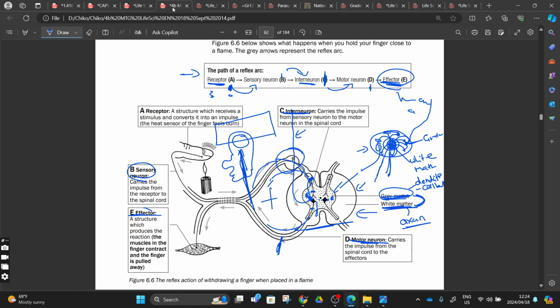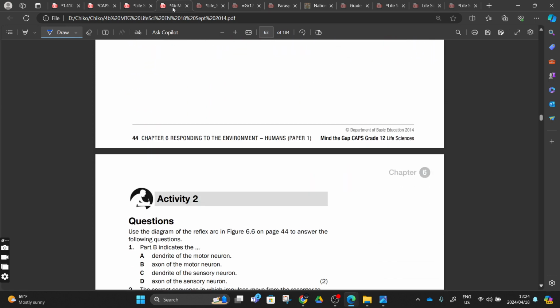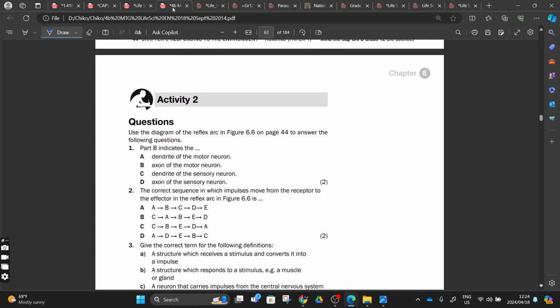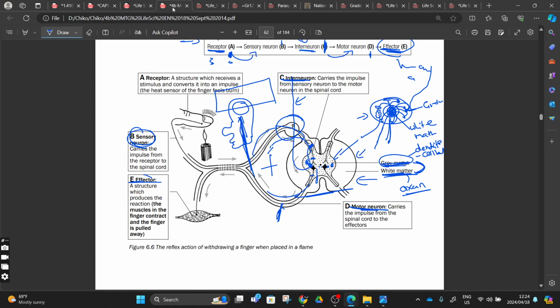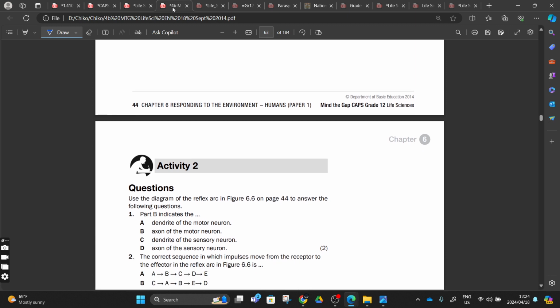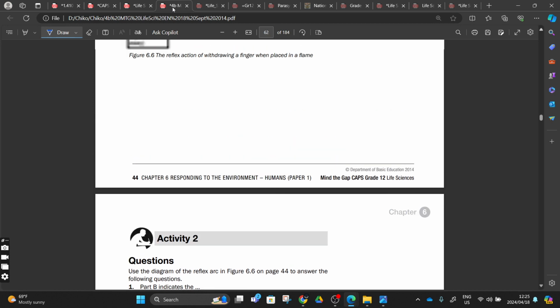This was an activity we did, and then they also gave us an activity where I use the diagram of the reflex arc in 26.6. Answer the following question. Part B indicates the part B, and number 1, the correct sequence in which the impulse moves from the receptors to the effectors in the reflex arc. Okay, we go up, and then we have part B. So part B is the sensory neuron, and then we want the answer that contains sensory neuron. You can see sensory neuron here, and sensory neuron here, and then they say this one is the dendrites of a sensory neuron, this one is the axon of a sensory neuron, right?